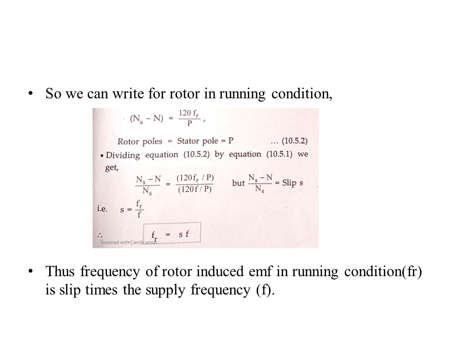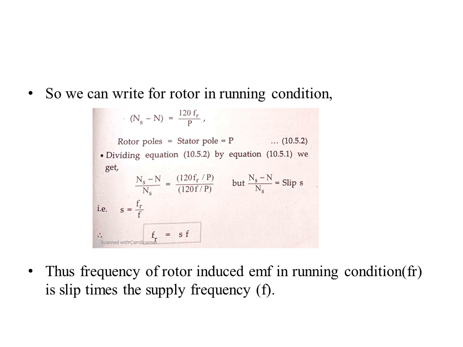Rotating magnetic field derivation and the derivation for the frequency of the rotor current is also very important. So, Fr is equal to S into F. We need to consider the rotor in the running condition. Ns minus N is equal to 120 Fr by P, and Ns, the synchronous speed of the rotating magnetic field, is 120 F by P.